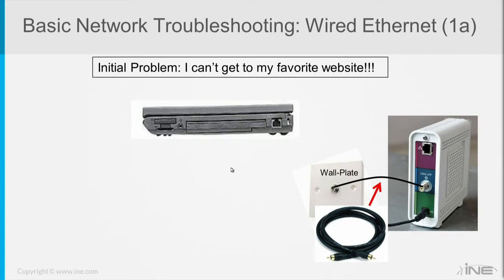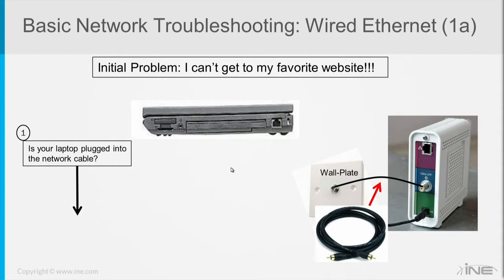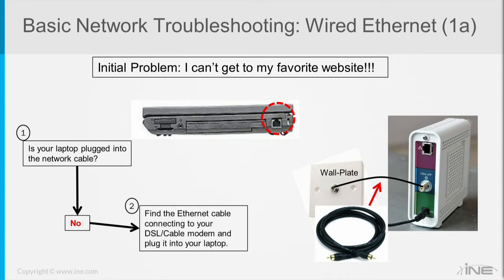Now also, this particular 1A here, wired Ethernet, is going to assume that you're supposed to have a wired Ethernet connection. So, first question you got to ask yourself, is my laptop plugged into the network cable? And the answer is no. So you look at your laptop and you say, I've got a little open jack, a little open hole that looks like this, and there's nothing connected to it. So, logical thing. Find that cable. Now that cable is what we call an Ethernet cable. Hopefully in the DSL modem that you purchased, there was an Ethernet cable that came in the box.